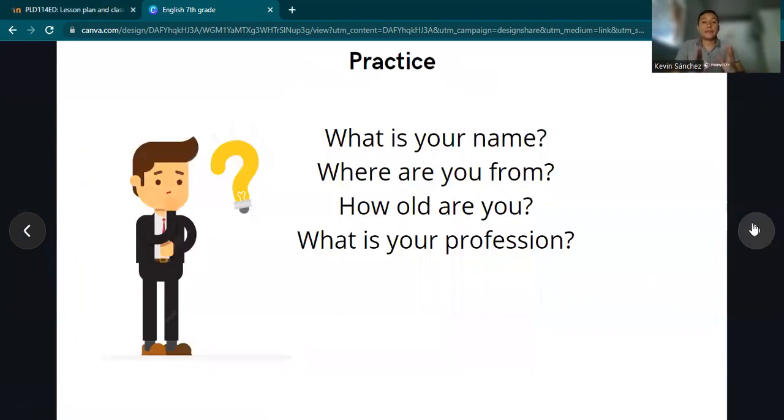Now, this is the practice time. For this time, I am going to provide you some questions that you can ask your classmate in order to establish a conversation. For example, you can say, what is your name? So you can see here that this is a verb to be too. This is a question word, then we have the auxiliary, then the subject, then the complement, and at the end, the question mark. Okay, what is your name?